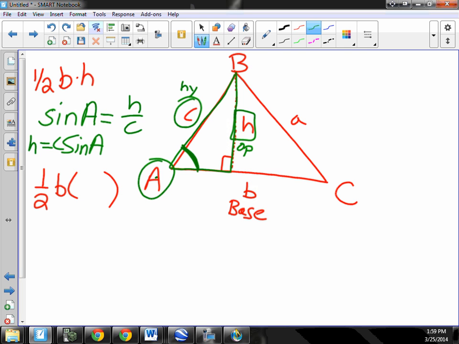So the sine of A is the height over the hypotenuse, so h over c. Solving for h, I get h equals c sine of A. So I plug h into the formula, and I get 1/2 b c sine of A. Now, hang on a second. What if I rotated this triangle?